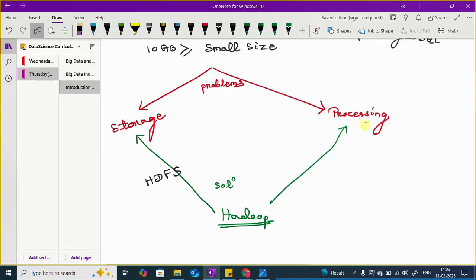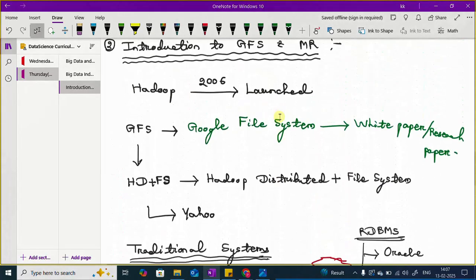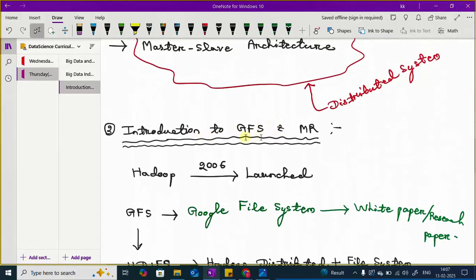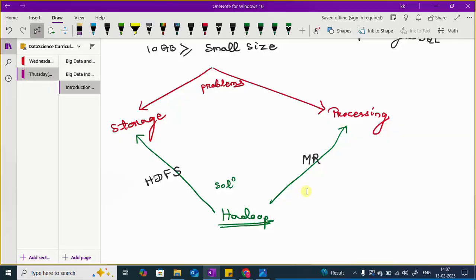Similarly, to solve the problem of the processing part, Hadoop has given another beautiful component that is called MR. That is why, as the heading, I have written introduction to HDFS and MR. Then what is MR? Is it medicine representative? No, no. People may think that, because you are MBA guys. No, MR stands for MapReduce.